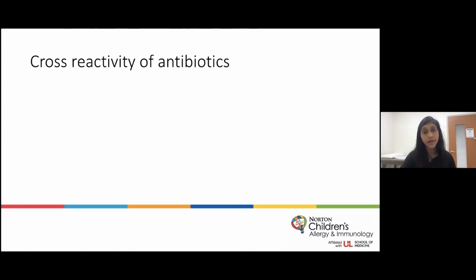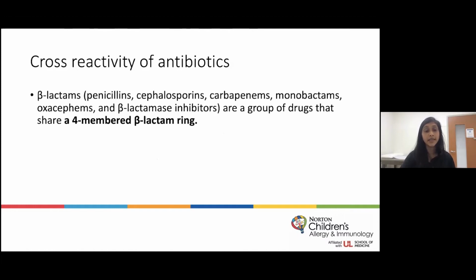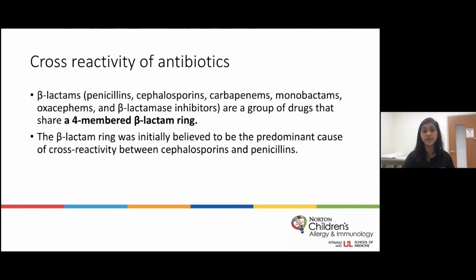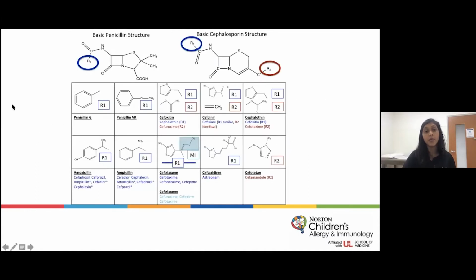So what are the cross-reactivity of antibiotics? Like I said, it was previously thought that they all shared this 4-membered ring, and that was the reason for the cross-reactivity. But now we know that it is actually the side chains that cause cross-reactivity between penicillins and cephalosporins and beta-lactams in general.